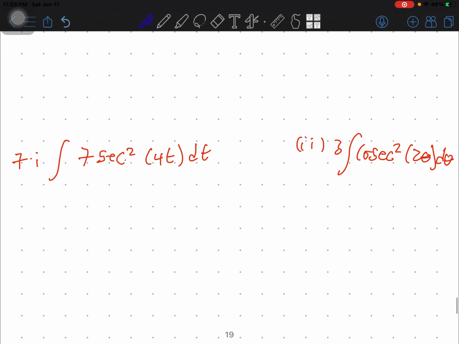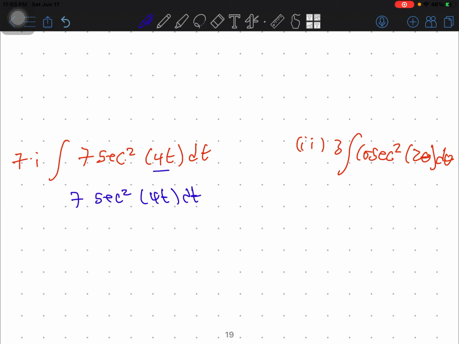So the last but one question, before I leave the try questions for you to solve yourself at your convenient time, let's look at the questions. 7 sec square 4t dt. So this question, when you get it this way, is the same thing, referring to the standard integrals that we discussed above. You can refer to those standard integrals.